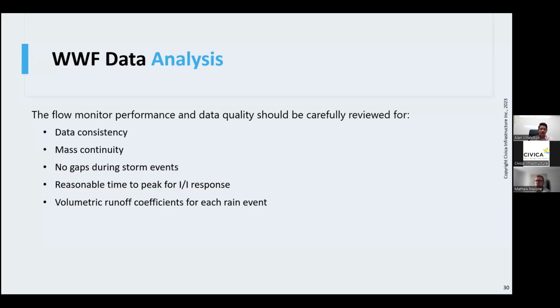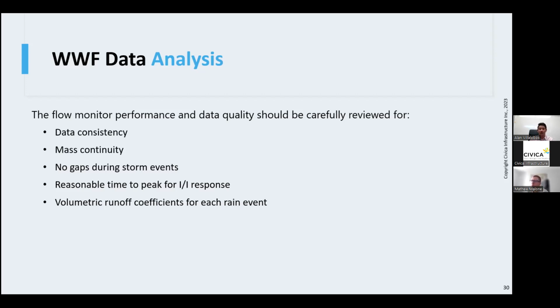Again, data consistency. We're trying to find time series that are consistent. There are no spikes. There are no gaps. There's no discrepancy between the flows. Mass continuity. Again, if you have a flow meter that is downstream of another flow meter, the volume has to be higher than the upstream flow meter.